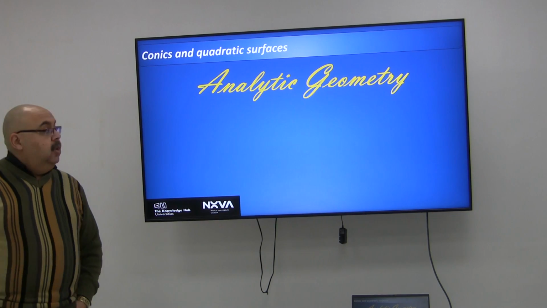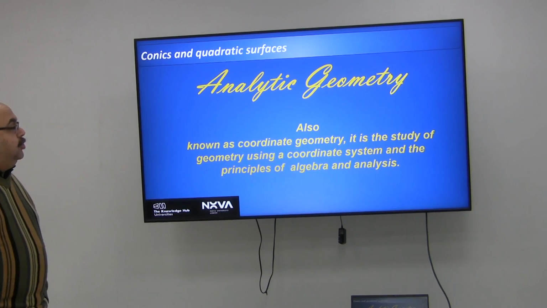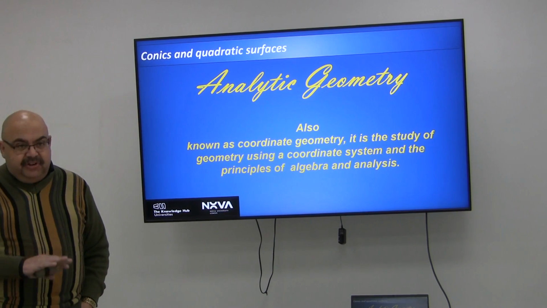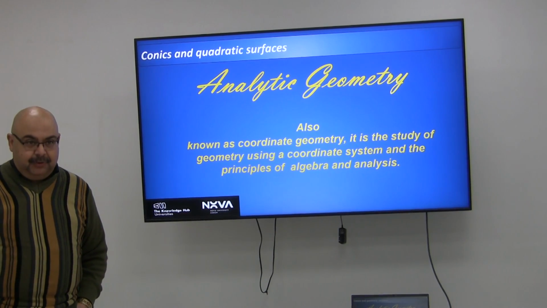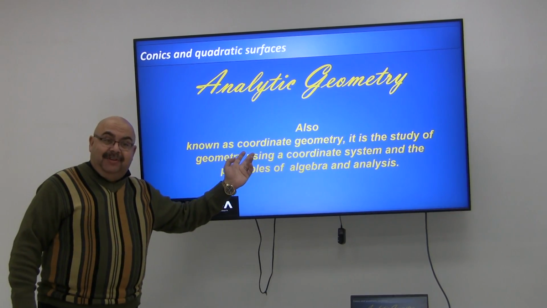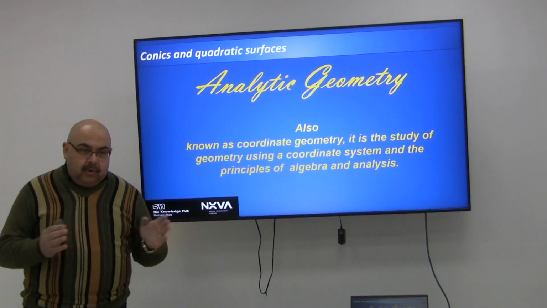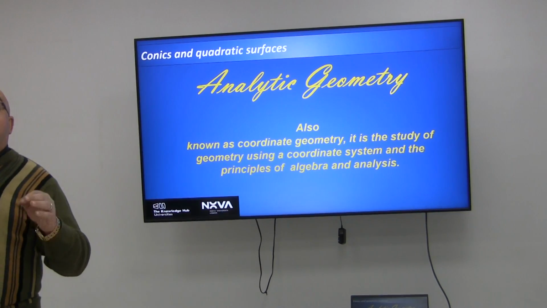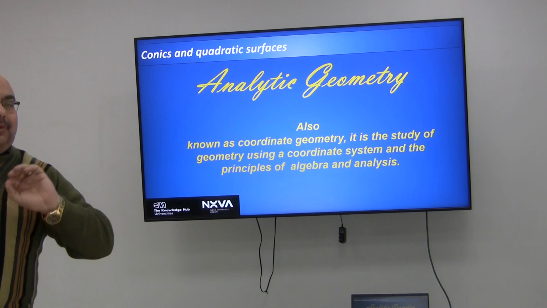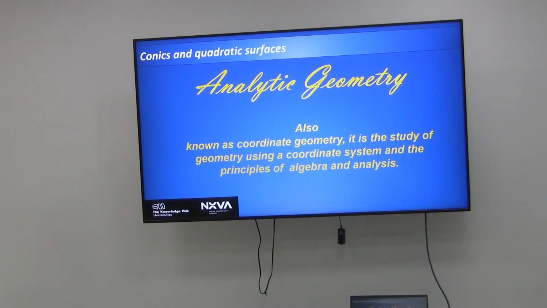Okay, we will talk about analytic geometry. The analytic geometry is the start of having the curves and their equations, as I introduced earlier. Analytic geometry is also called coordinate geometry. They have the same name, and it reflects how we depend on the type of coordinates in order to describe our shape or function.